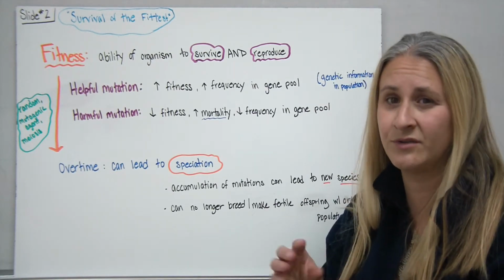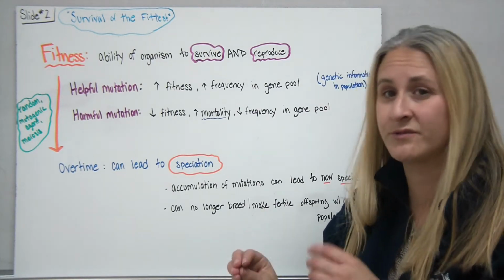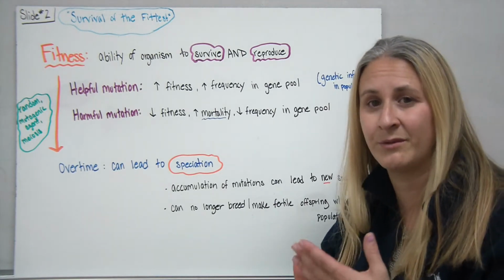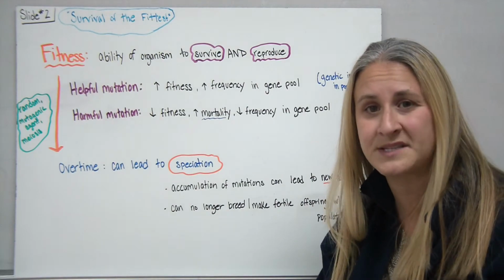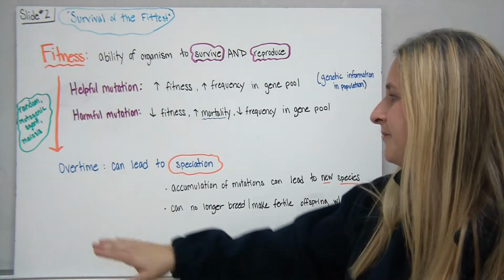We can get some crossing over. Accidentally, parts of chromosomes can break off and get rearranged. Even just during cell division, we could accidentally replace some letters as we're copying DNA.